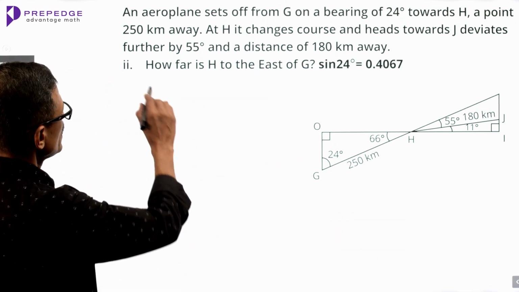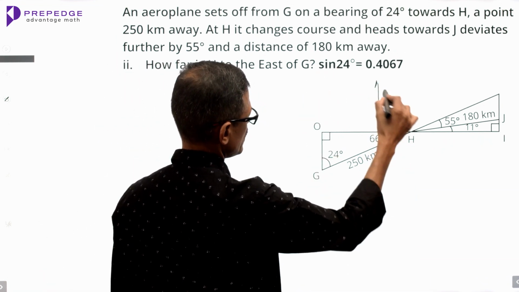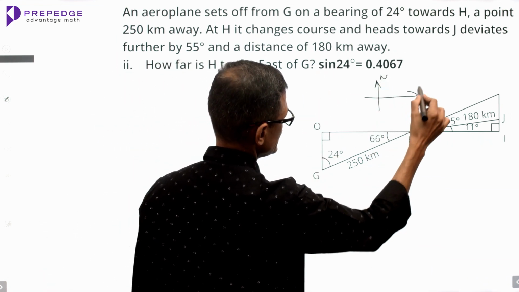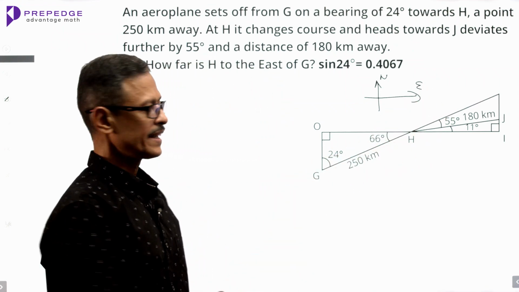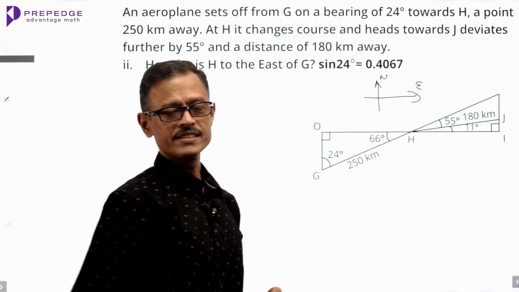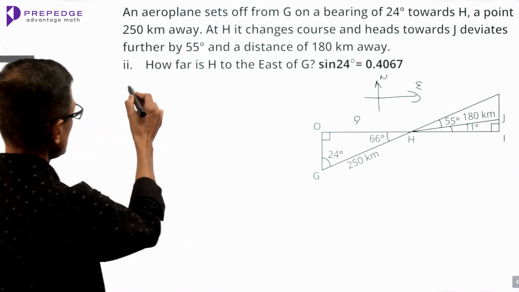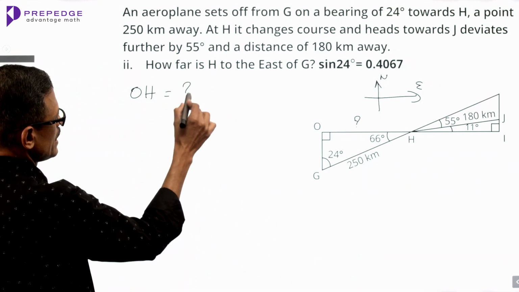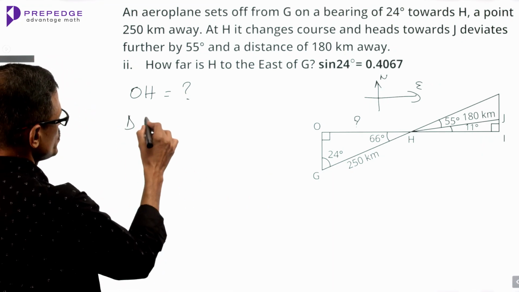What about part 2? How far is H to the east of G? So we have said this is north, this is east. The straight line distance between H and G is 240. Measuring from here to here, they are asking how far H is to the east of G, which is essentially asking: what is the value of OH? Again we are going to look at right triangle OGH.